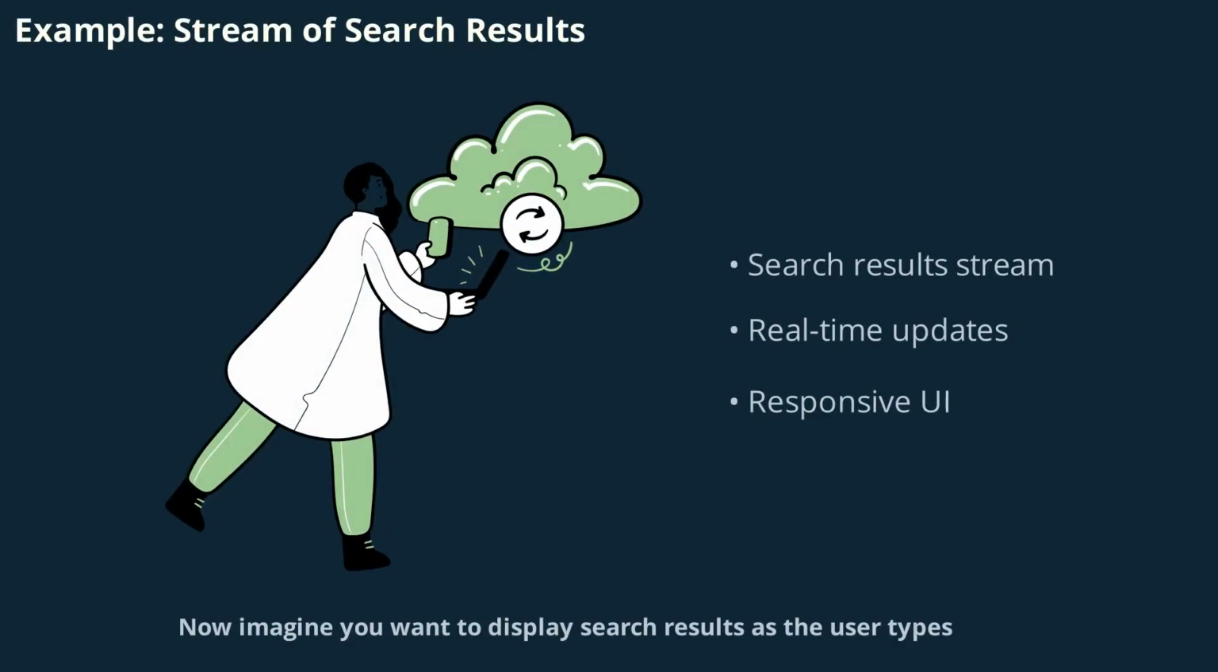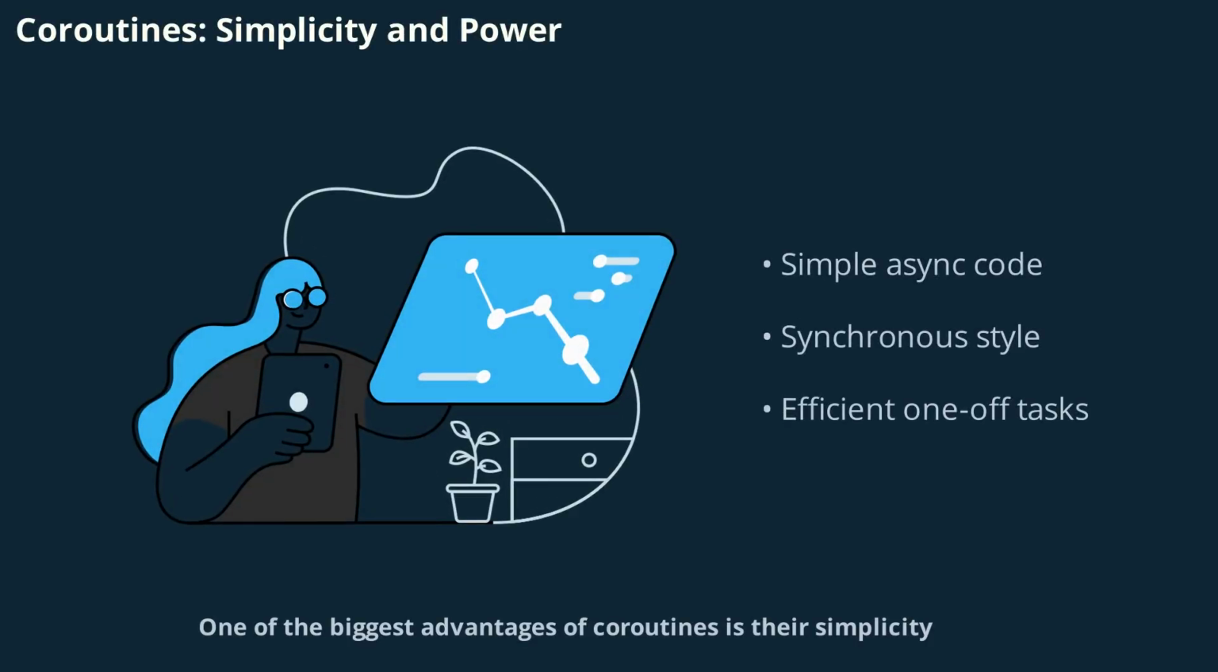Now imagine you want to display search results as the user types. Each keystroke triggers a new search and results arrive in batches. Flow is perfect for this scenario. You can collect the results as they come in and update the UI in real time, providing a smooth and responsive user experience.